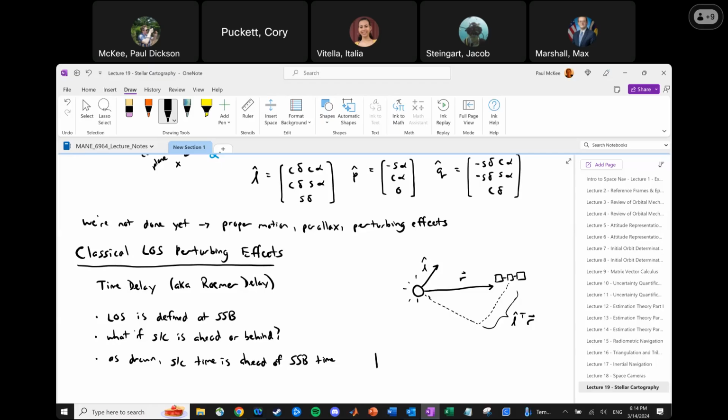We're going to say that T solar system barycenter is your observer time plus 1 over the speed of light times this distance, L transpose R, right? That's how much longer. Now that's probably going to be a very small amount of time, but it's not nothing, and it's something that we do want to take into account. So this effect typically perturbs stars by less than 1 micro arc second in Earth's orbit.